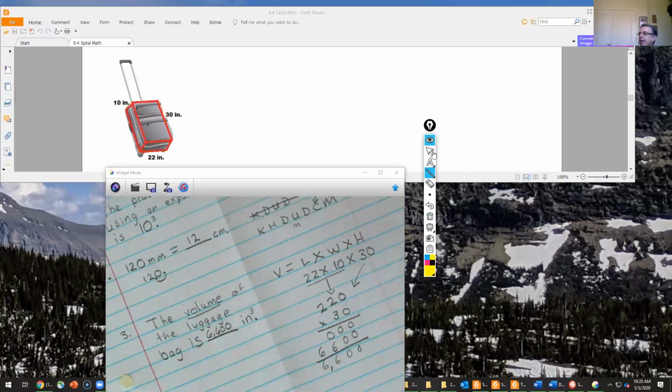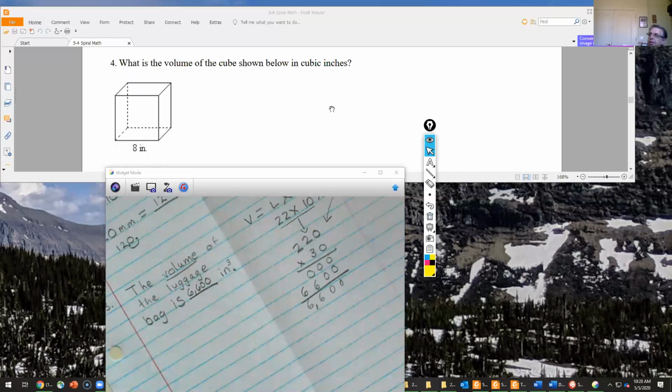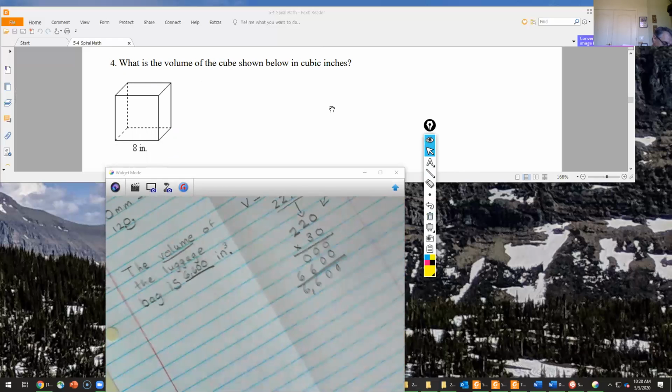All right, we'll go on down now to our next one. More volume. What is the volume of the cube shown below in inches? Let me take a look at that.